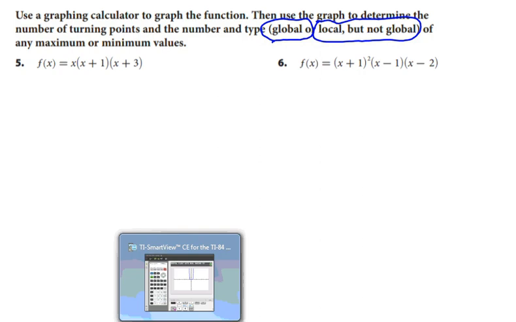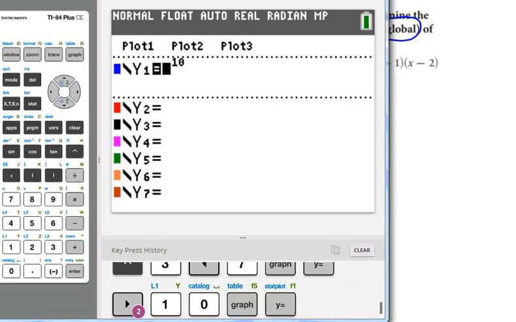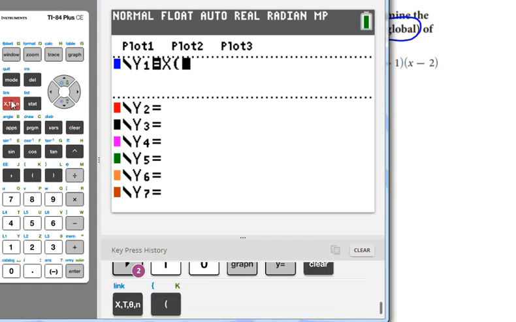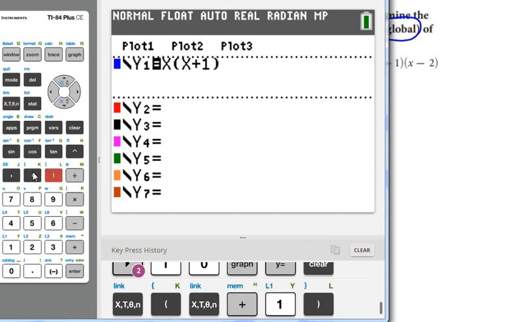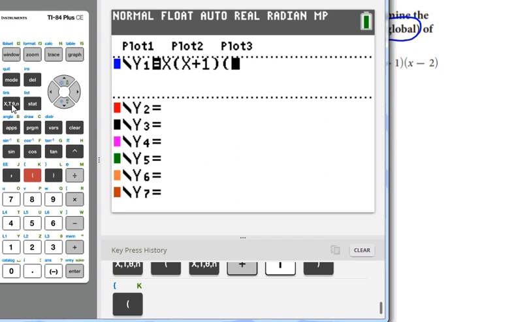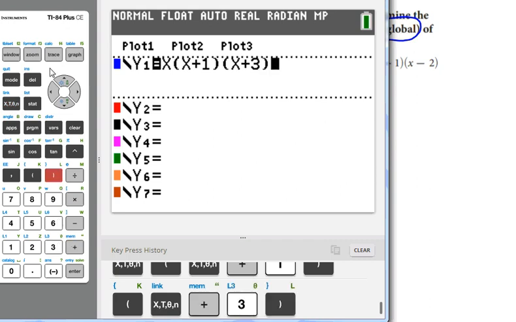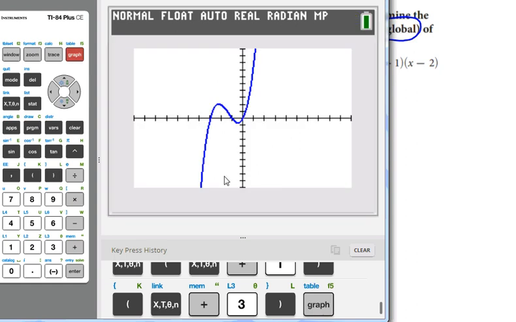x plus 1, x plus 3. Clear this out. x, 20x plus 1, close, 20x plus 3. I think this will work. If we graph this, there we go. That worked pretty well.